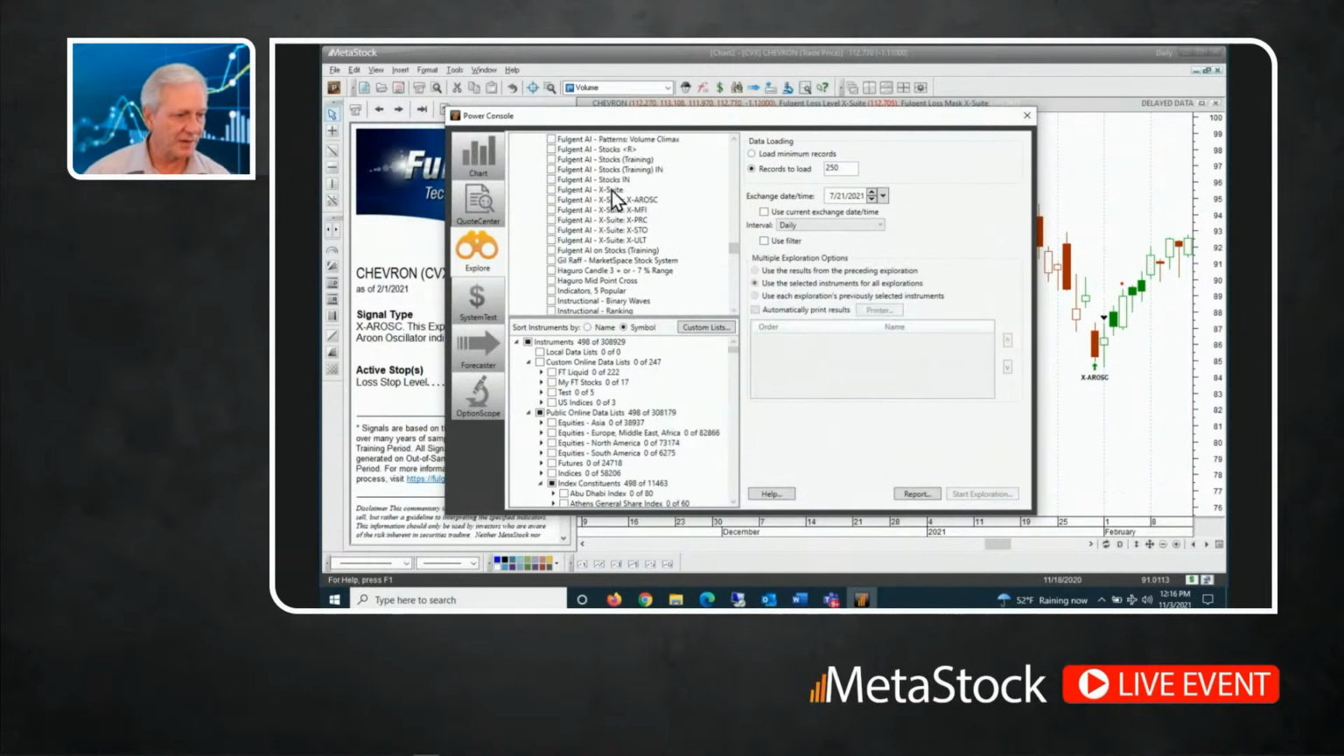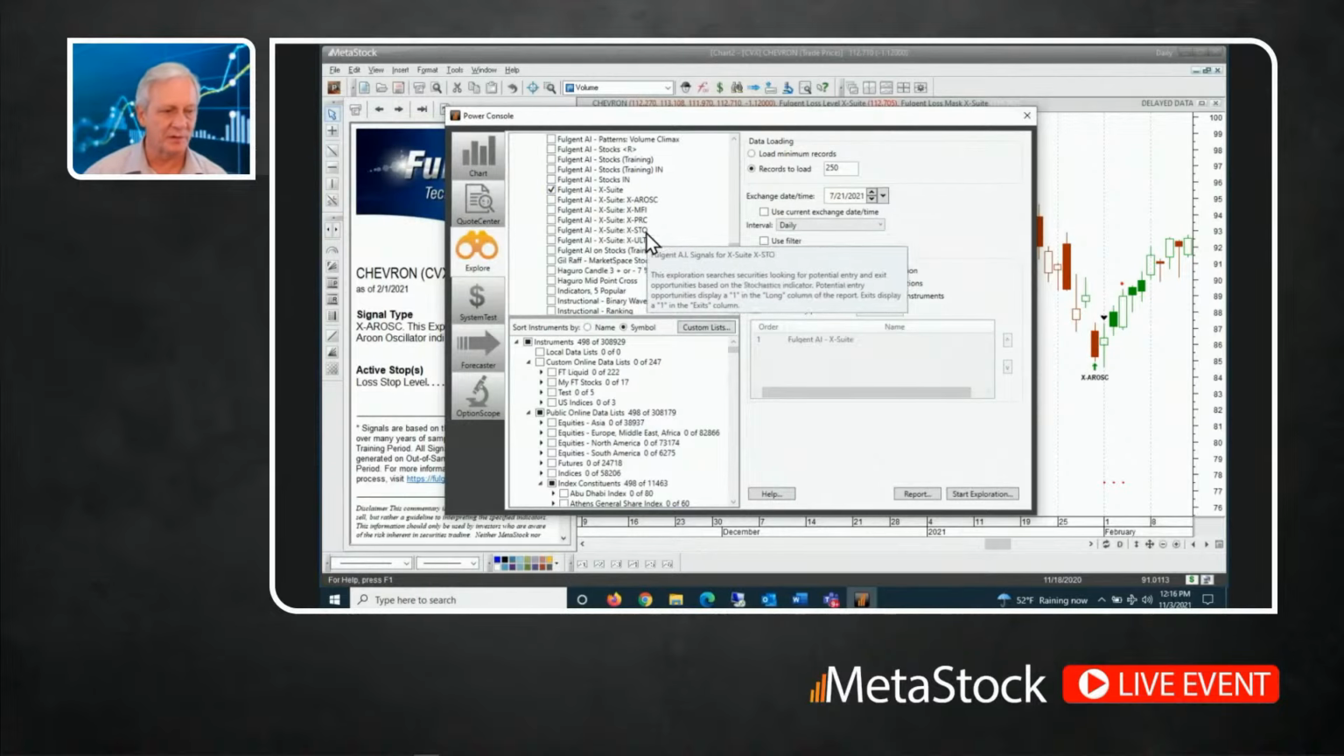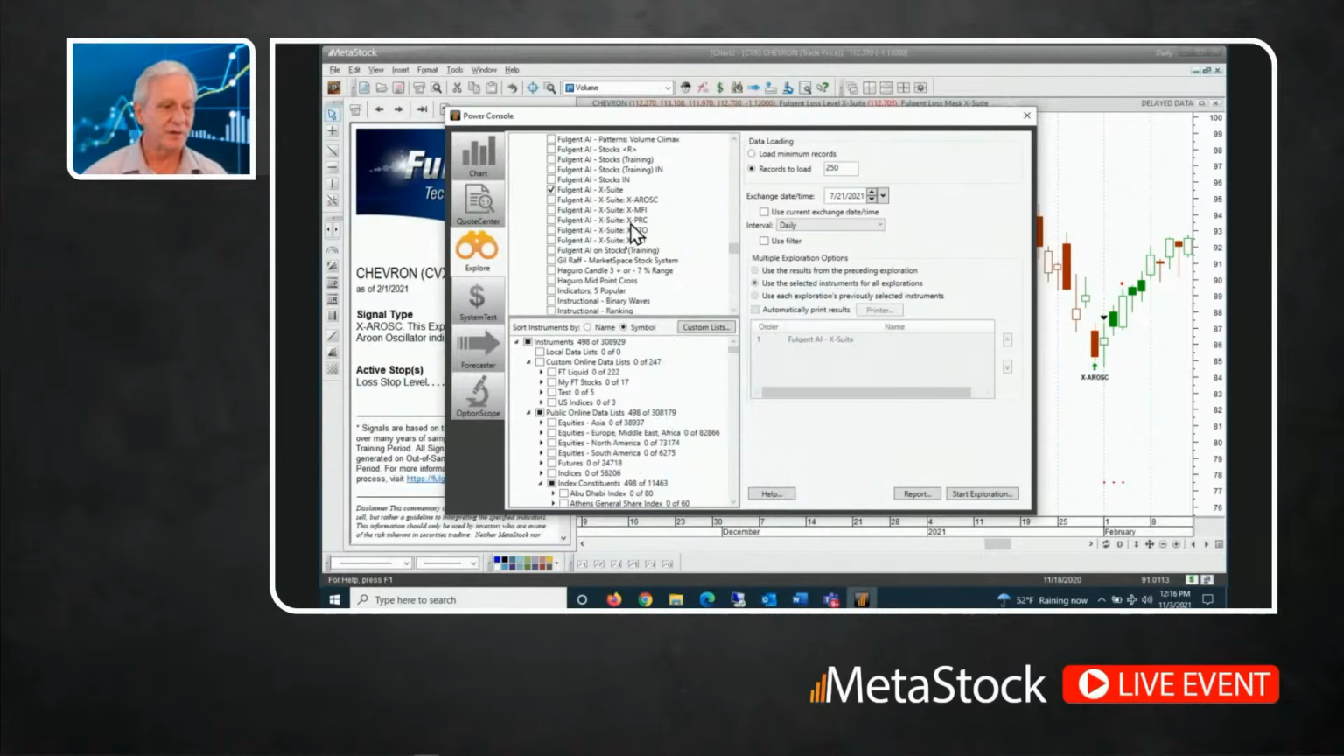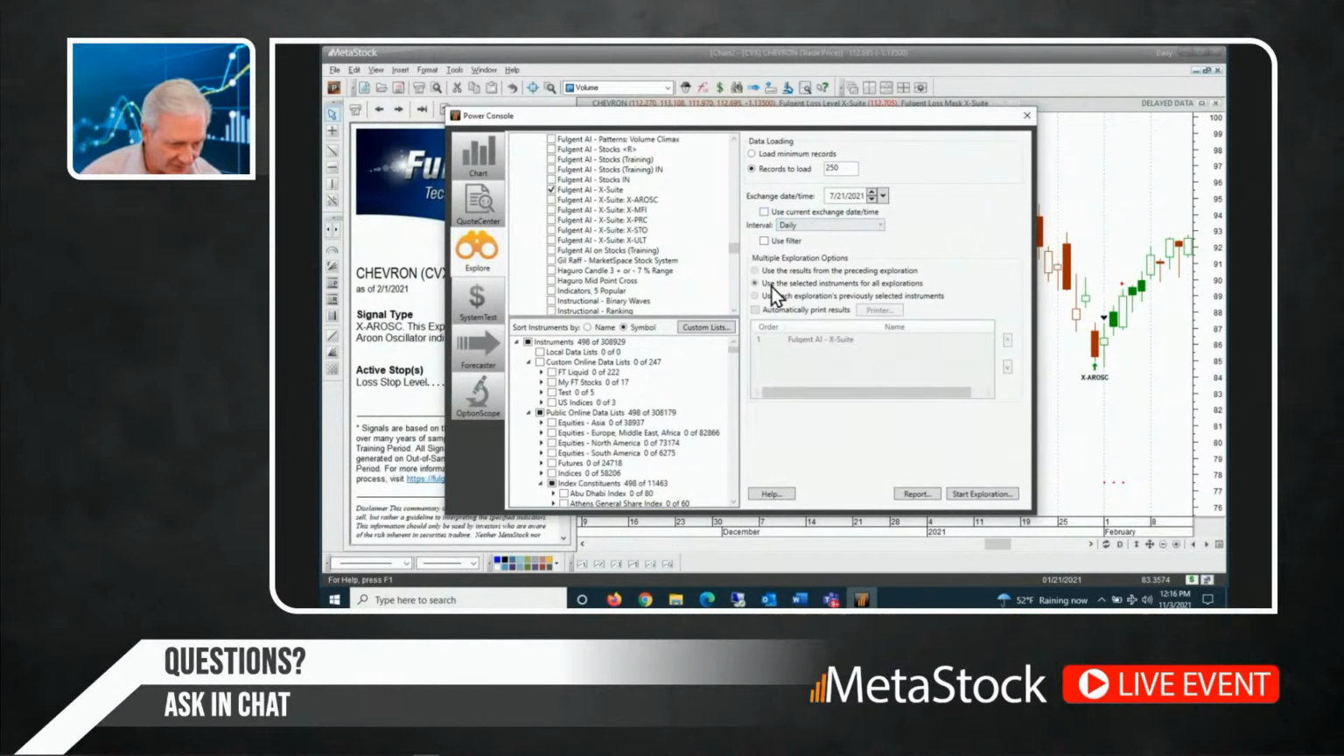Here it is. Now, I know this is really small on your screen, but there's Fulgent XSuite right there. But there are also the individual systems, the individual experts, so you can run them individually. If there's one that you really like more than the others, or you just don't want to see one of them, you can specialize by running individual ones. But this will run all of them. And so what we want to do is, the last year is fine. Let's see here. Okay, all looks good. So I'll go ahead and start an exploration. Oh, we need to pick our symbol list though. Let me get down here and find it.